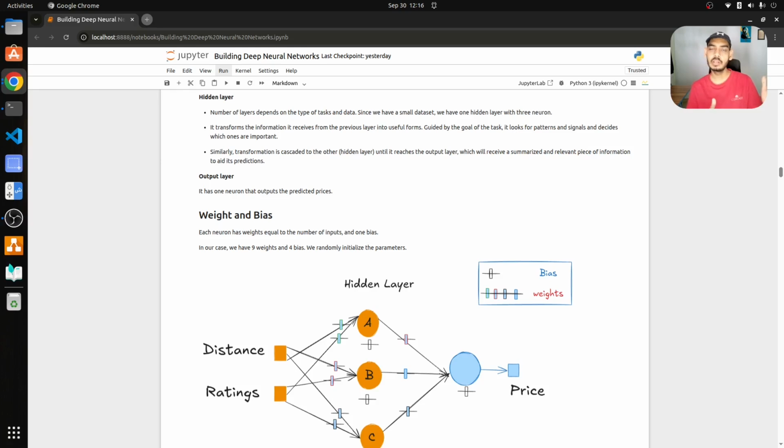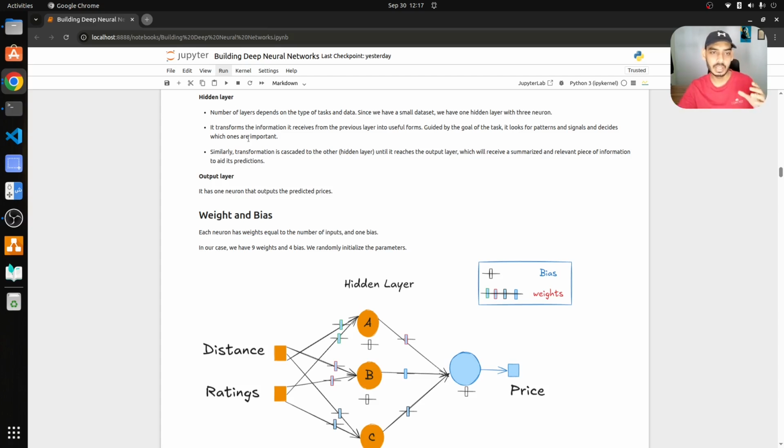The number of hidden layers depends on the type of task or data we have. Since we have a small data set, we use only one hidden layer with three neurons, and it transforms the information that it receives from the previous layer into a useful form based on the goal of the task. It tries to understand the patterns and signals from the data, form the relationship between those features corresponding to that target, and update the parameters inside those neurons in each hidden layer.